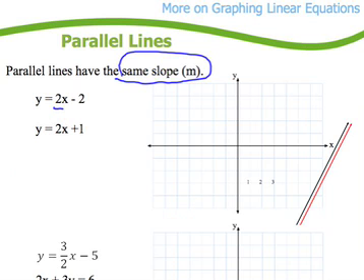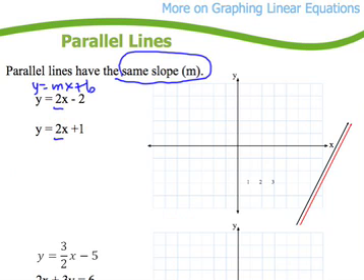So when I look at their equation, I see that the thing in the slope position, remember our y equals mx plus b, is the same. Therefore, the graphs of these two equations will produce lines that are parallel to each other.